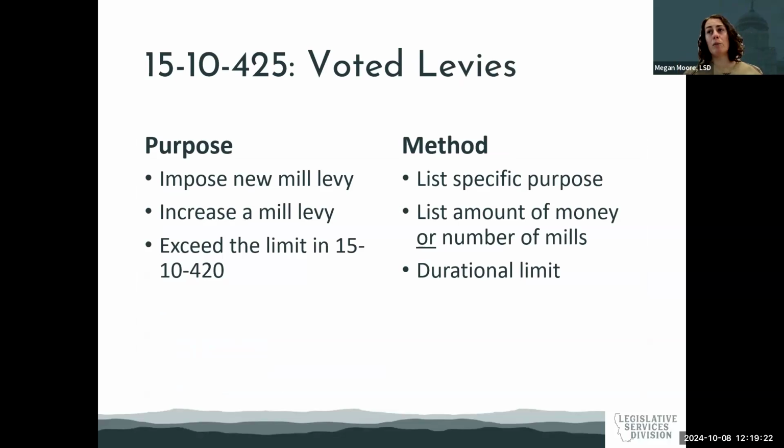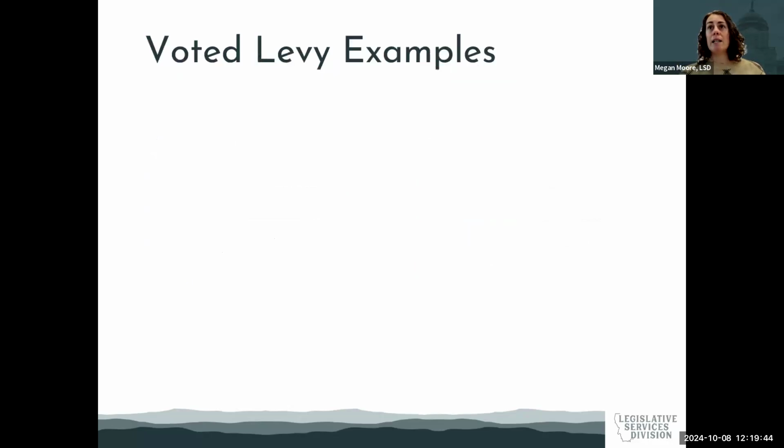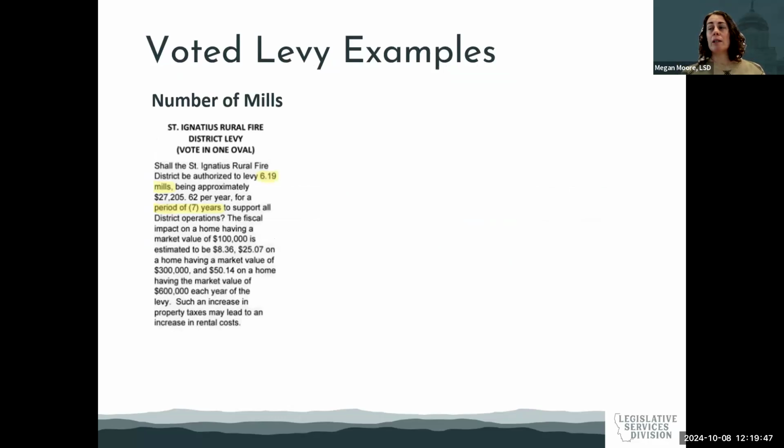The way in which a local government prepares that voted levy is to list the specific purpose for the levy, list either the amount of money or the number of mills that they wish to levy, and to include a durational limit which may be permanent. They would then put that question on the ballot for voters to vote on. This next slide shows you some examples of statutory language for voted levies. I do want to note that I don't know whether these levies passed. They're just here to demonstrate what the ballot language looks like.